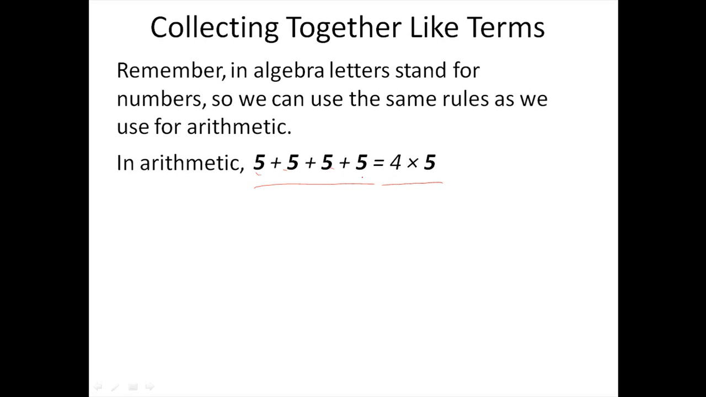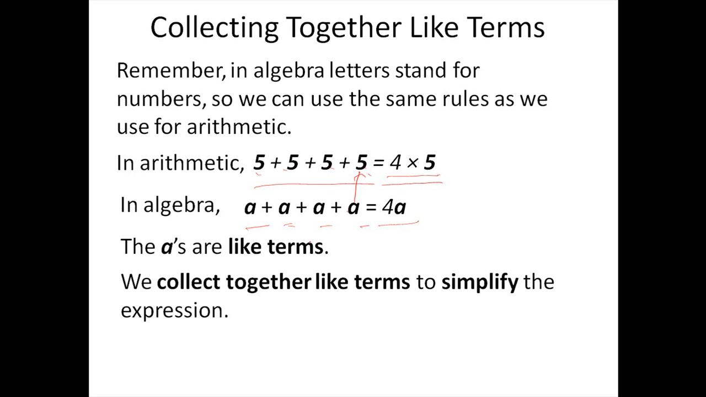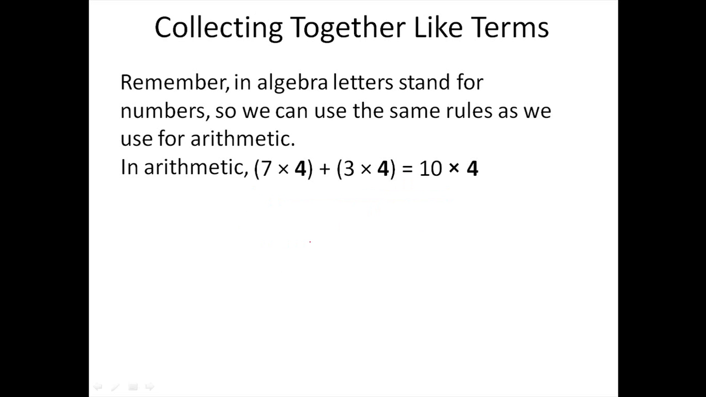5 plus 5 plus 5 plus 5 is 4 times 5. That's arithmetic. In algebra, a plus a plus a plus a is 4 times a. So a is just representing some number. So that is how we collect like terms. These are all like terms.